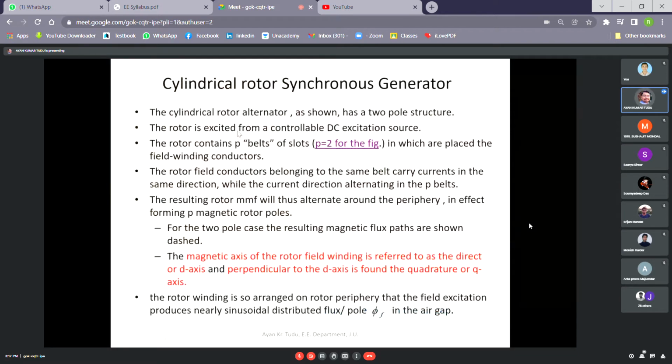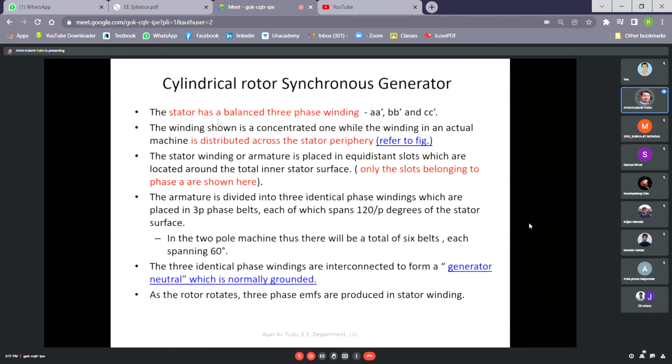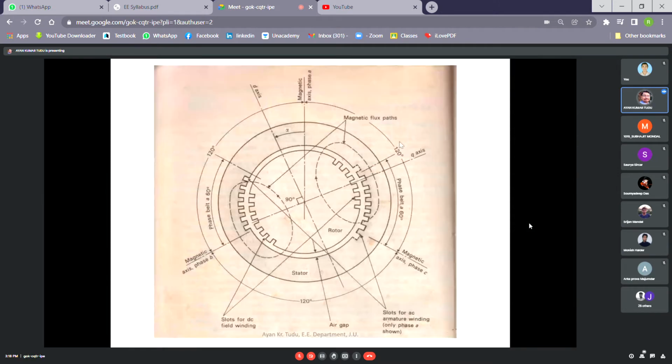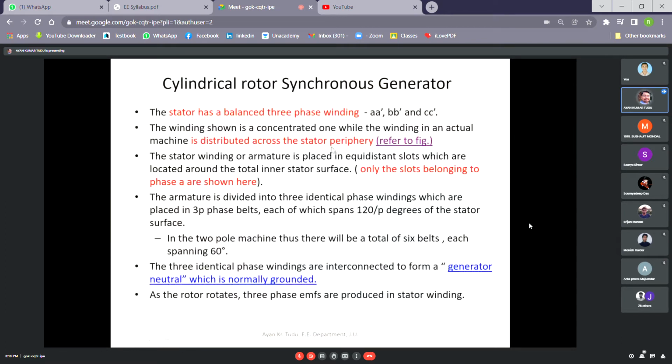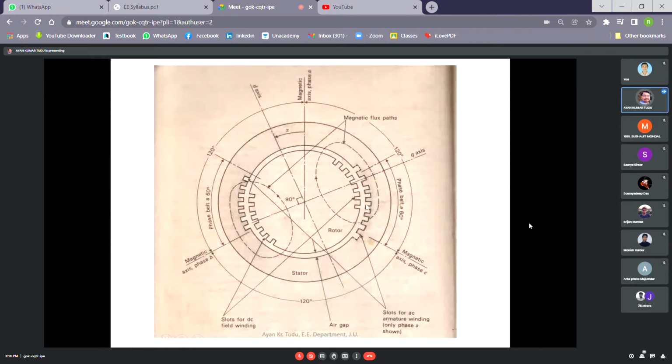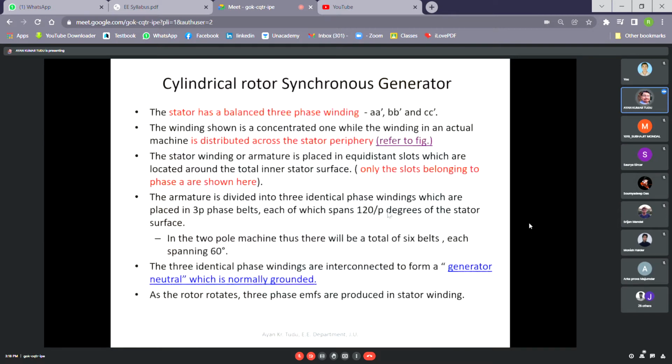The winding shown in this figure is shown as a concentrated one, but actually it is distributed across the stator periphery. Since it is showing only phase A, it appears concentrated, but actually it is distributed around the periphery of the stator. So the winding in an actual machine is distributed across the stator periphery.